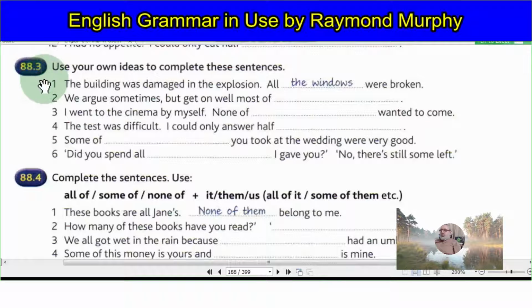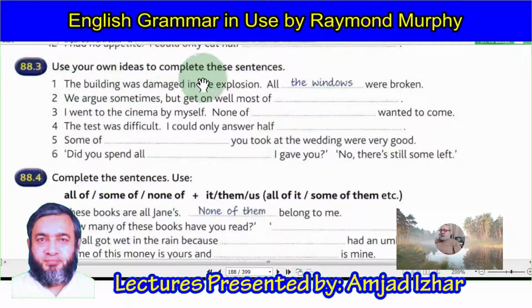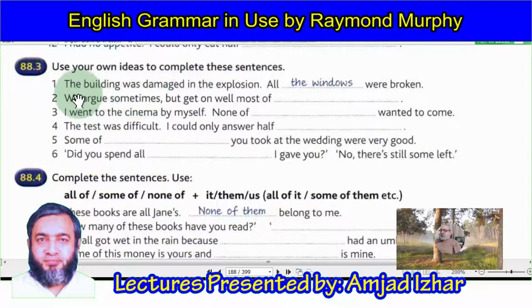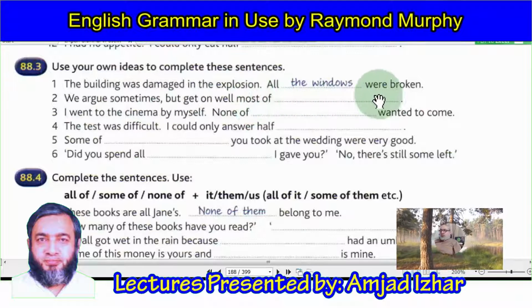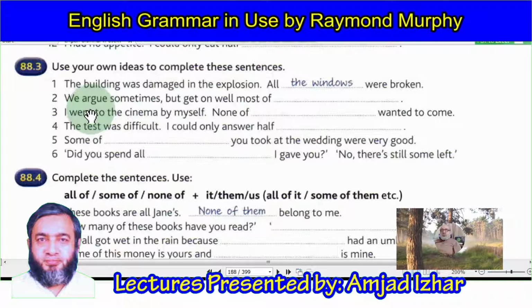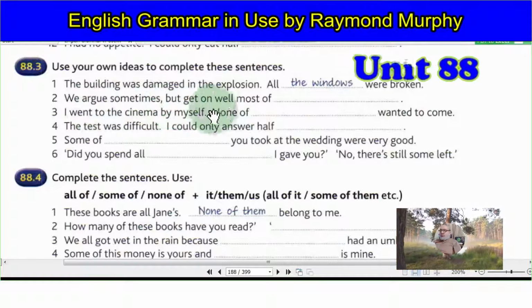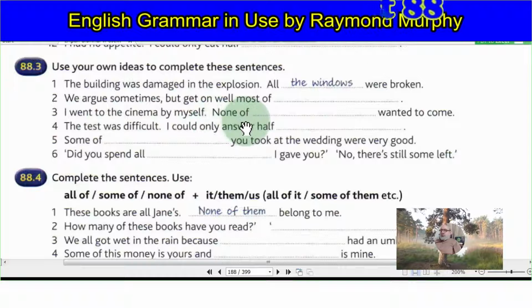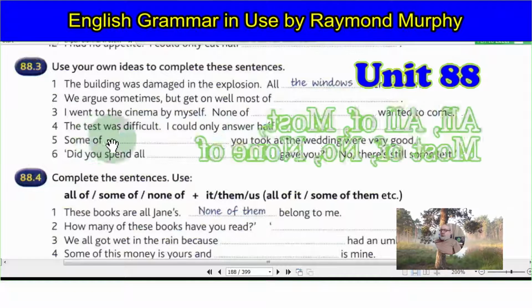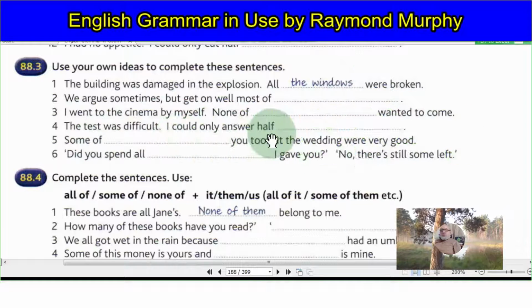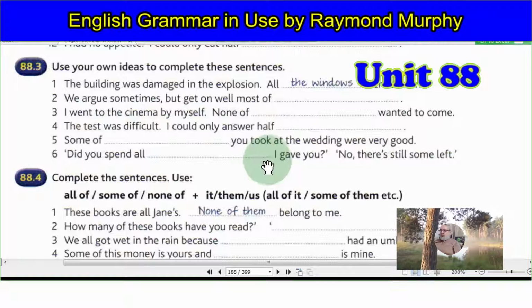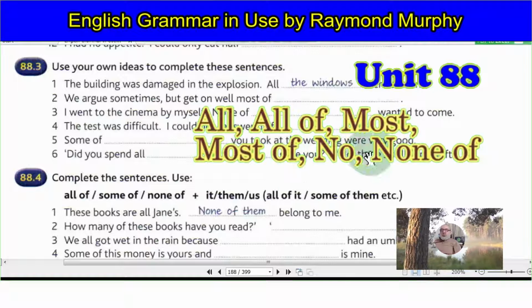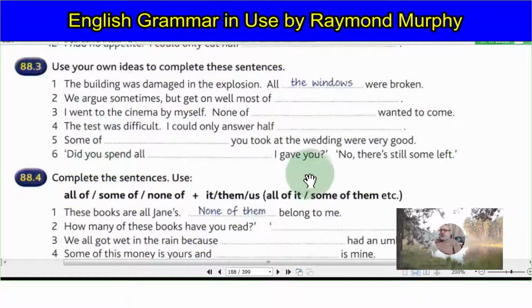Use your own ideas to complete these sentences. The building was damaged in the explosion. All the windows were broken. We argue sometimes, but get on well most of the time. I went to the cinema by myself. None of my friends wanted to come. The test was difficult. I could only answer half of the questions. Some of the photographs you took at the wedding were very good. Did you spend all the money I gave you? No, there's still some left.